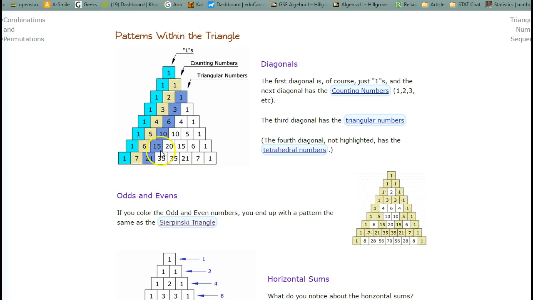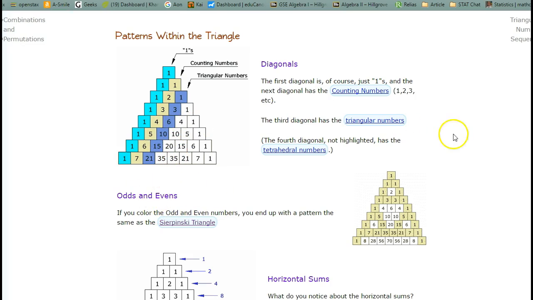The third one are called triangular numbers. So 3 is a triangular number because 1 and then 2 makes 3: 1, 2, 3, and it makes a triangle. If I add 3 more on, now I have 6 of them, and it makes a triangle. If I add another 4 on, now I have 10 of them, and that makes a triangle. So these are triangular numbers. The fourth diagonal are called tetrahedral numbers. You can look that up. That's a really cool thing.